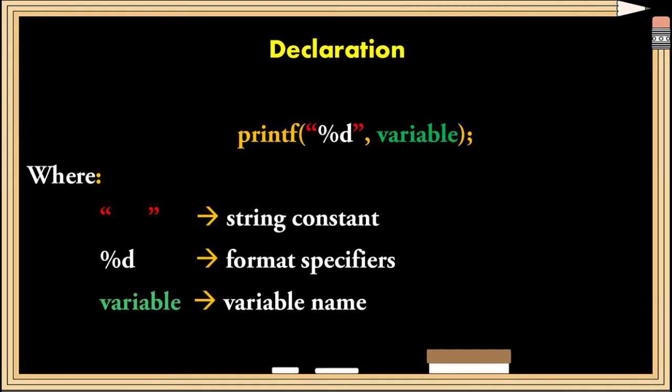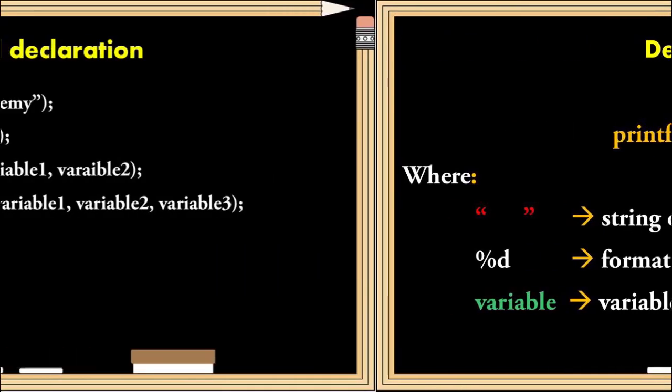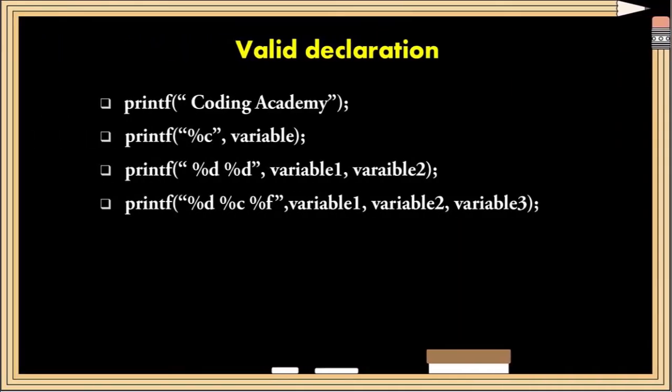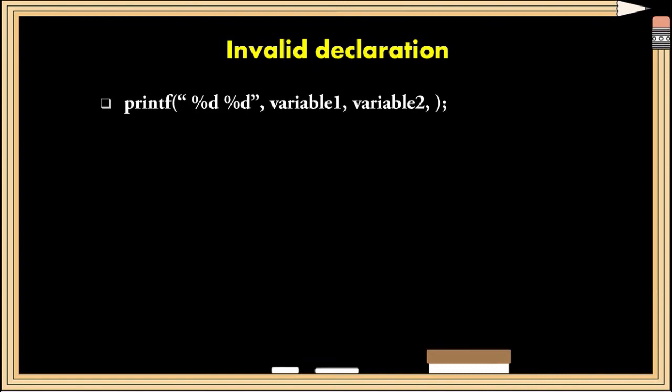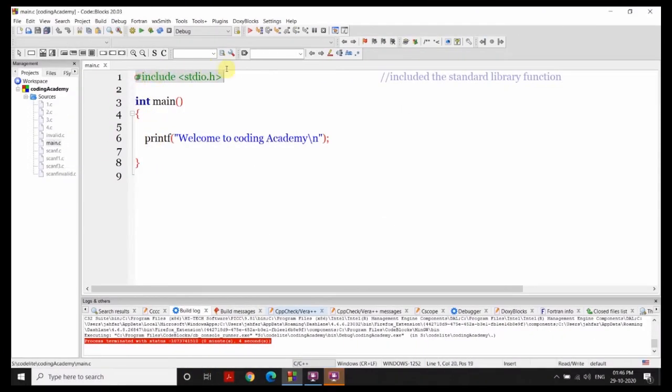Next, the variable. The variable is nothing but the variable you are using, whether it can be an int, float, character, any type of variable that you are using, you can write there. These are the valid declarations and these are the invalid declarations. Now let us do this in the IDE and check.